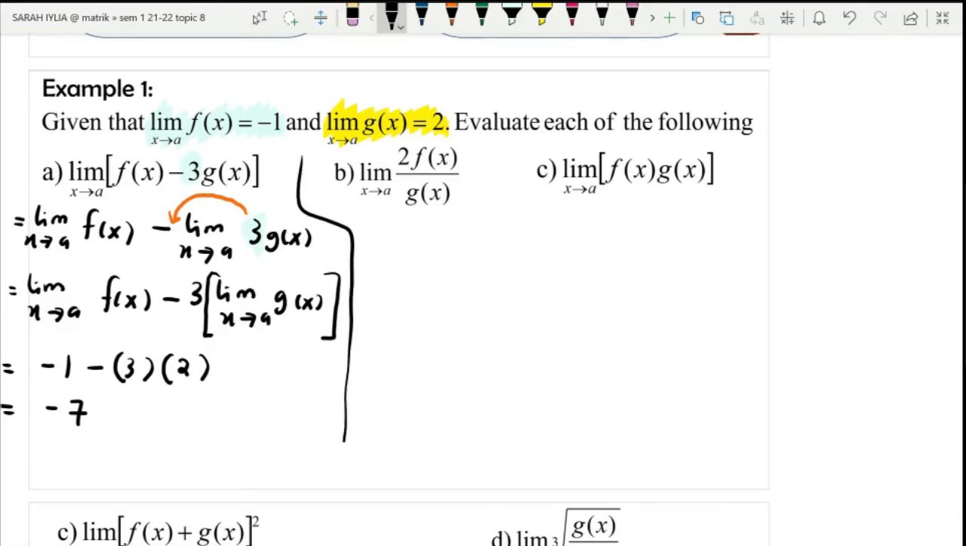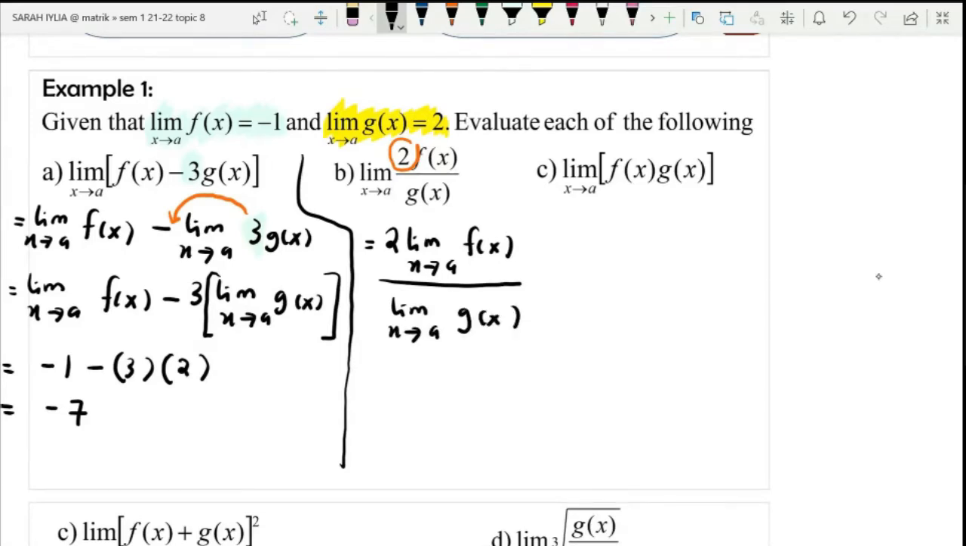Moving on, B. So we have the limit of x approaches a of fx divided by gx. Okay, so as the property said just now, if it's a division of two different functions, we can open this up once again, and then we have an extra constant 2 here, which we can factorize outside of our limit function. So this will be equal to 2 times the limit of x approaches a of fx divided by the limit of x approaches a of gx. I split it directly: the limit on top and then divide by the limit at the bottom. There's a constant, so I factorize it outside directly.